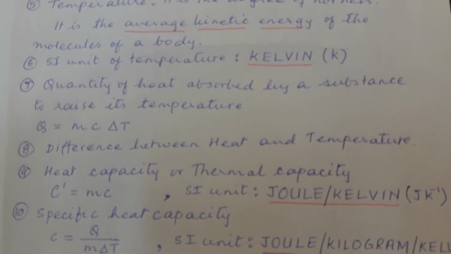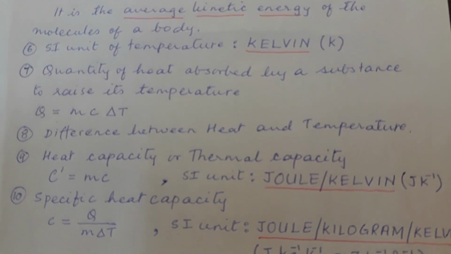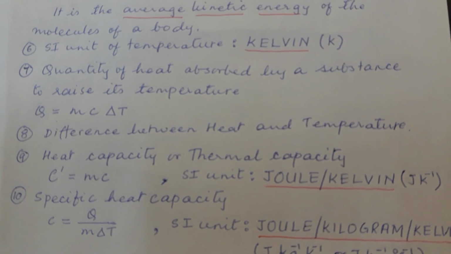Come to number 9. Heat capacity or thermal capacity. It is the amount of heat required by the body to raise its temperature by 1 Kelvin or 1 degree C, and the formula for that is C dash, which is capital C, is equal to M into C. M is the mass, C is the specific heat capacity.